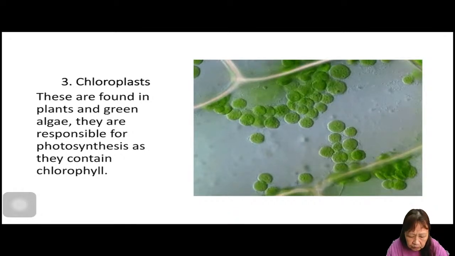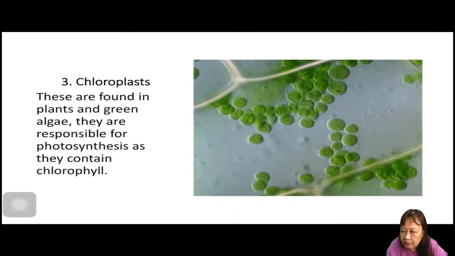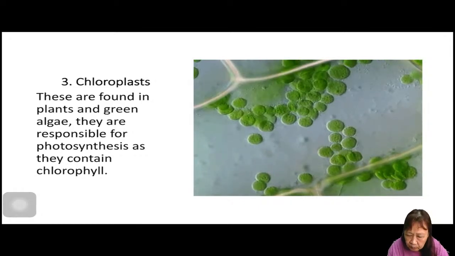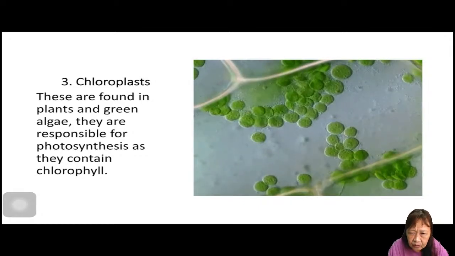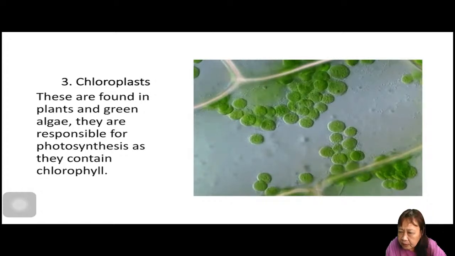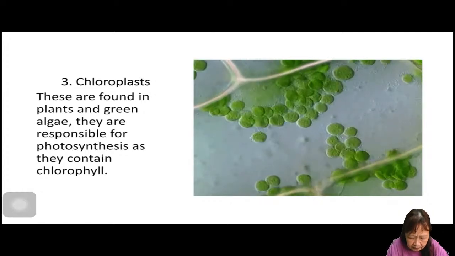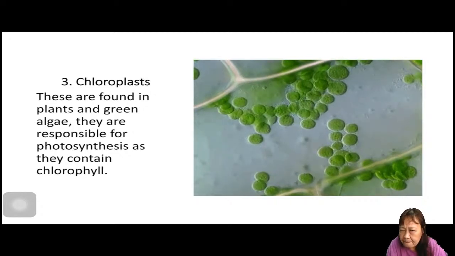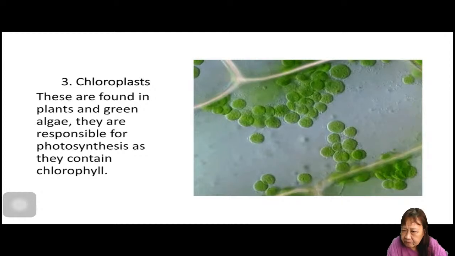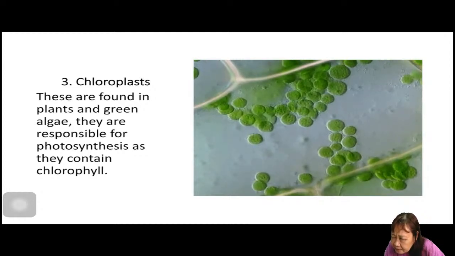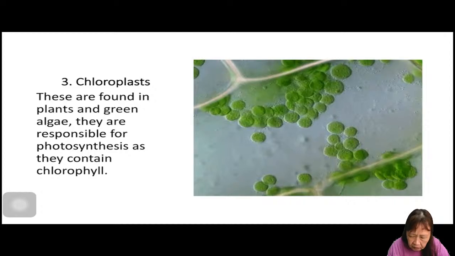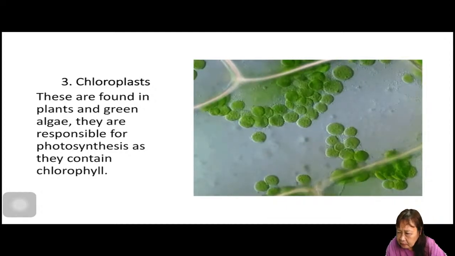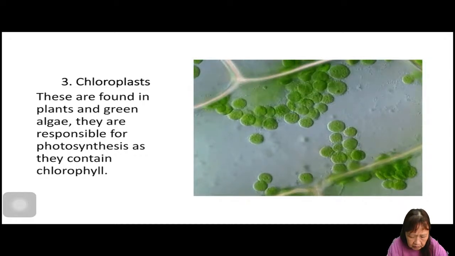Let's move on now to the third one. We have the chloroplast. What is the importance of chloroplast and where do we find this? Okay, 2 points. What is the importance of chloroplast? It is used for what? Where do we use chloroplast? Anybody? Chloroplast is absent in animal cells but found only in plant cells.